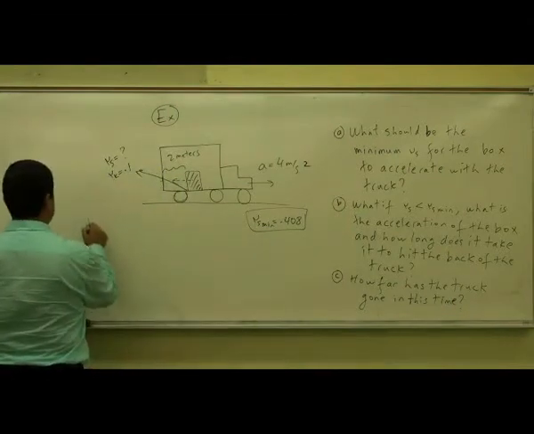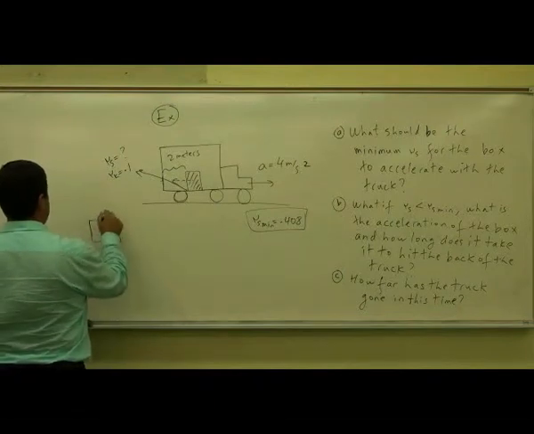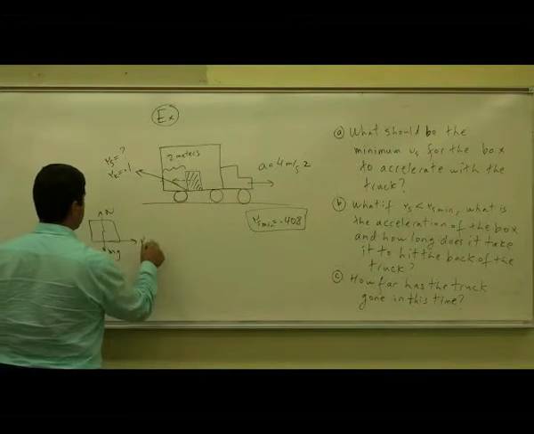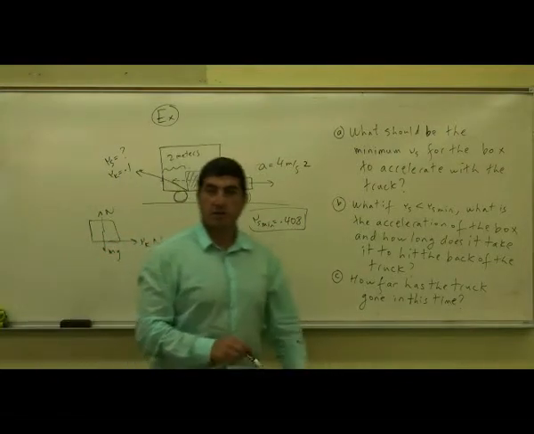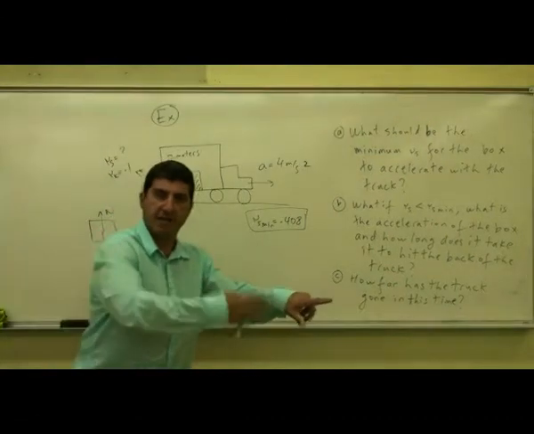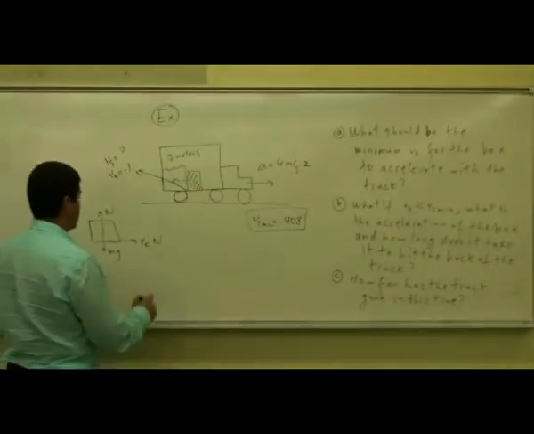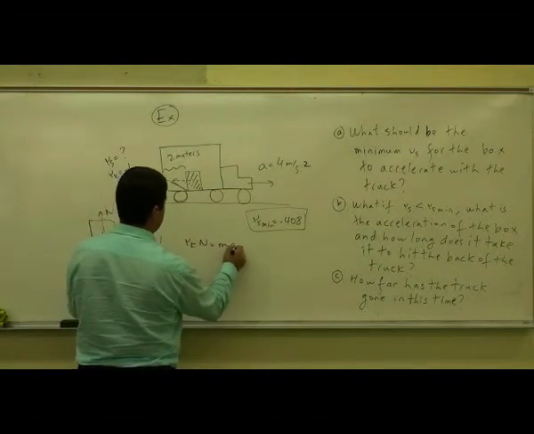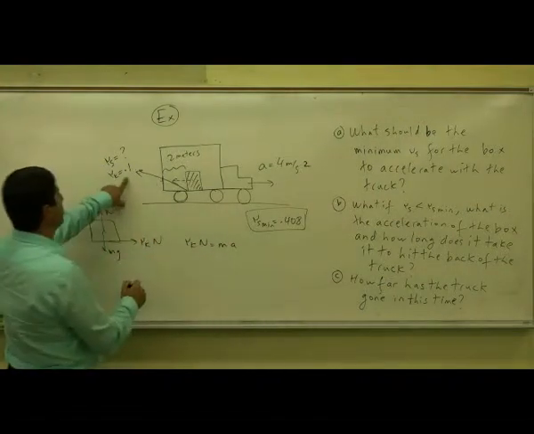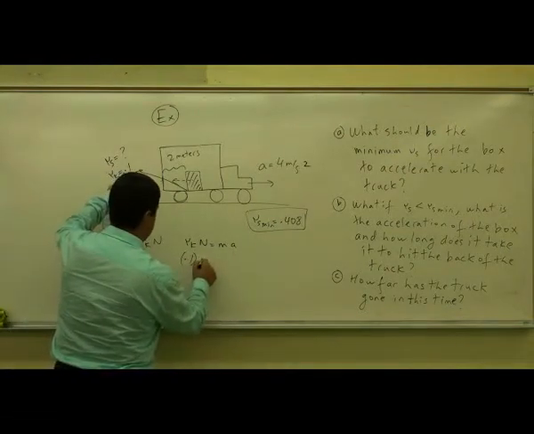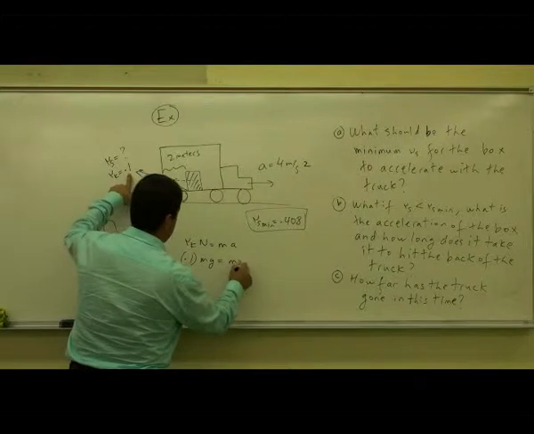So now we have the box like this. You have N, you have mg, you have μk N. Okay? So now the kinetic friction is pushing it forward, trying to help make it accelerate. Okay, so now we have μk N is equal to ma, and μk is given in the problem, 0.1.